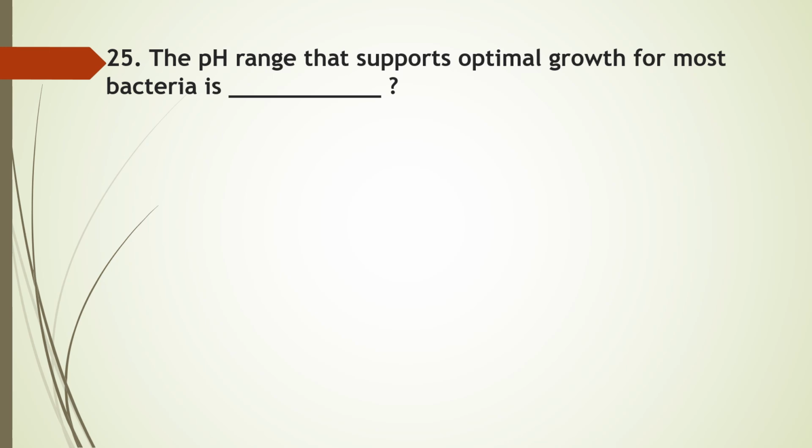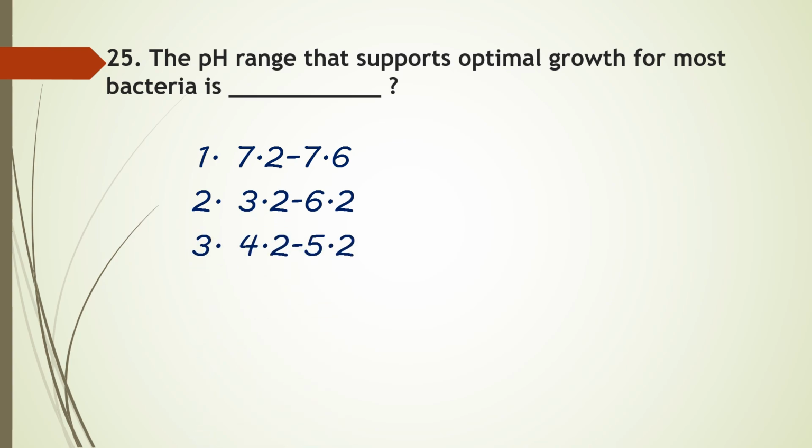Today's last question, question number 25. The pH range that supports optimal growth for most bacteria is. Option 1 7.2 to 7.6, option 2 3.2 to 6.2, option 3 4.2 to 5.2, or option 4 2.5 to 3.5. The correct answer is option 1 7.2 to 7.6 is the optimal growth for most of the bacteria.